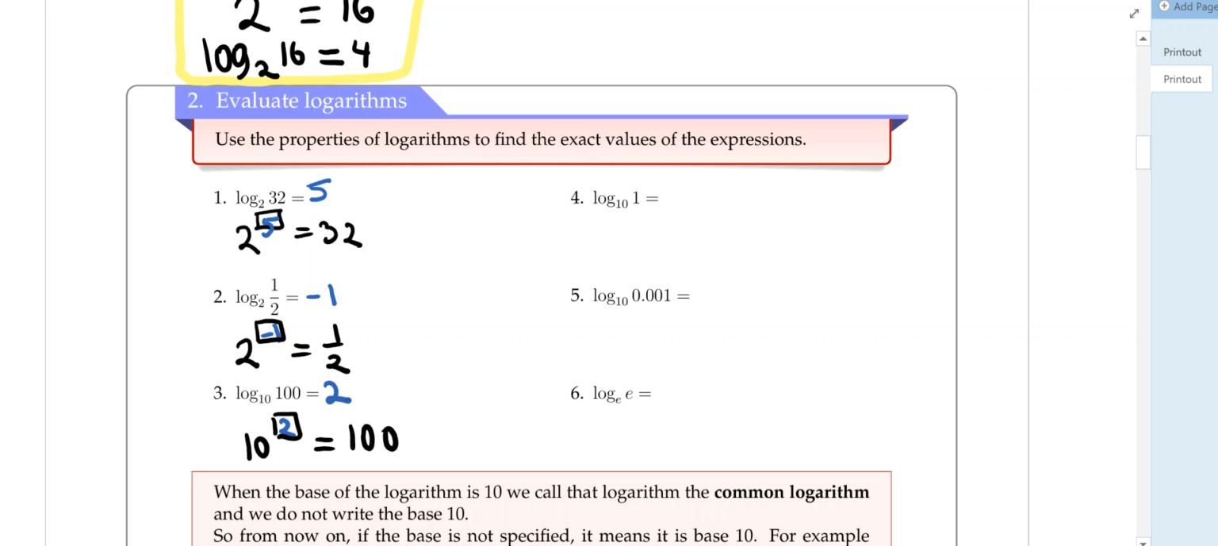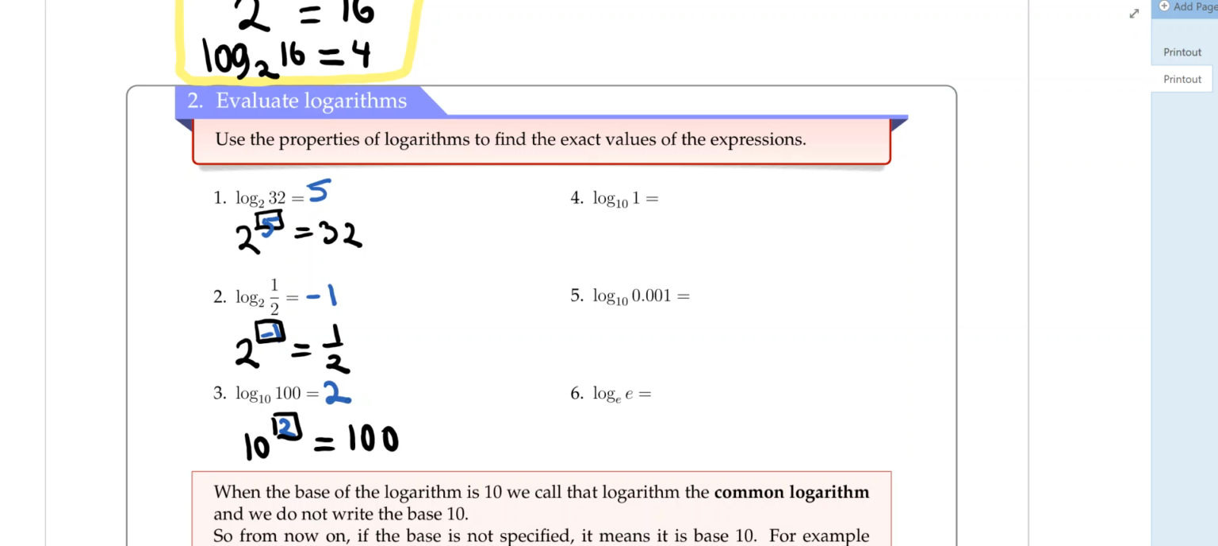So if you notice, every time we have a log, to evaluate a log, we're basically going to think about the equivalent exponential form. Because we are more comfortable with exponential than we are with logs, I would assume. So every time you're looking at a log, you have to think about the exponential function, and the input becomes the output, and vice versa.